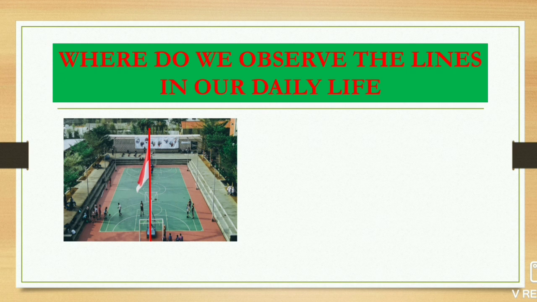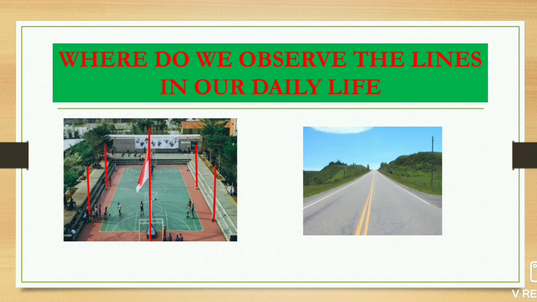Yes, they are just like line segments or lines, vertical lines. So here we have one flagpole and 4 other poles. And not only that, if you see the ground, which is in greenish color, it is also in the type of rectangle, and its edges are also in the form of line segments.